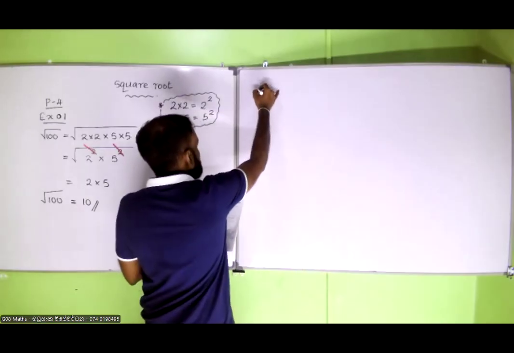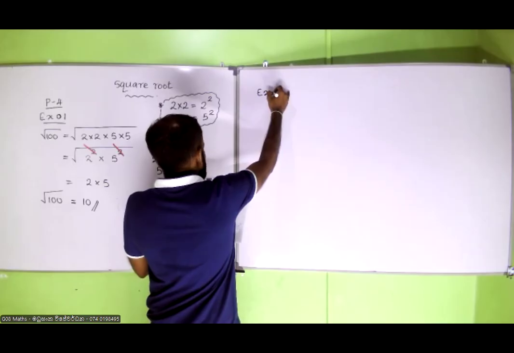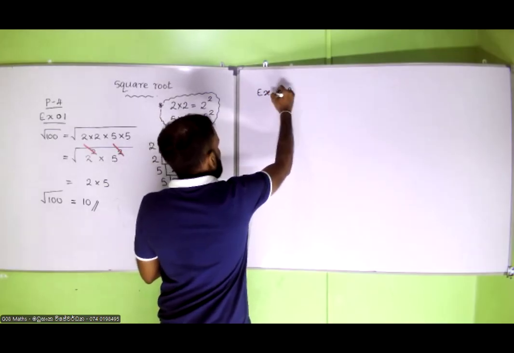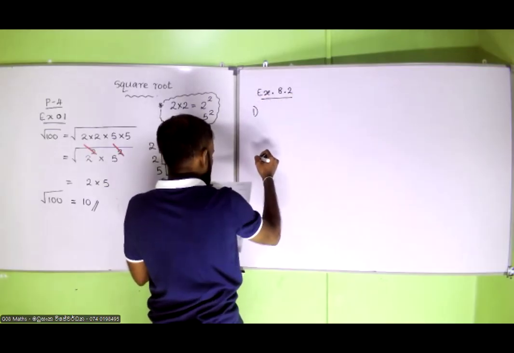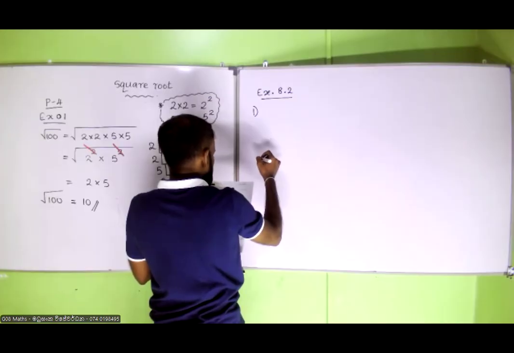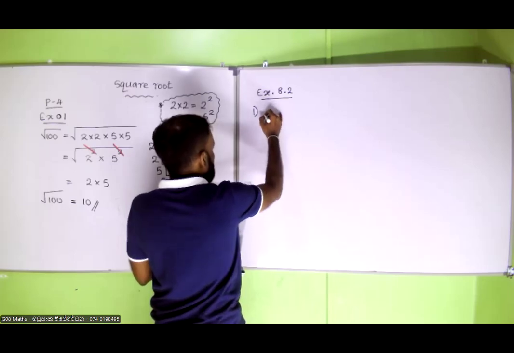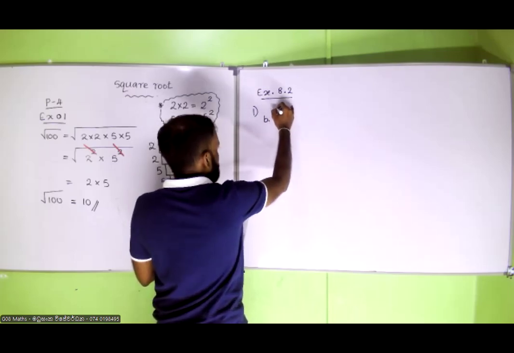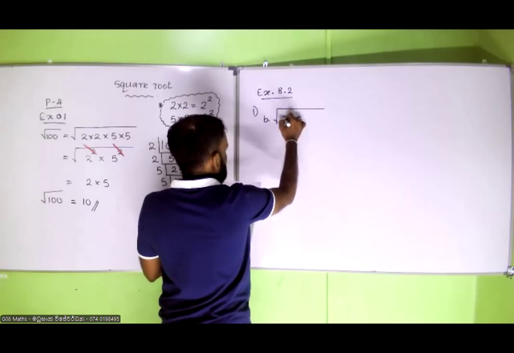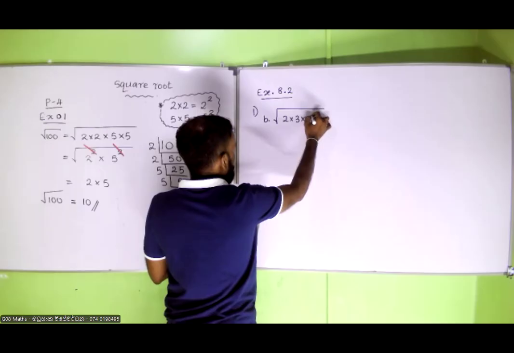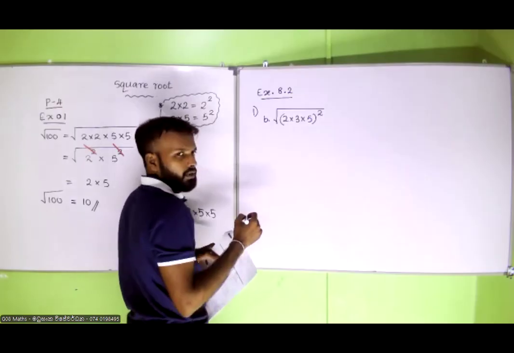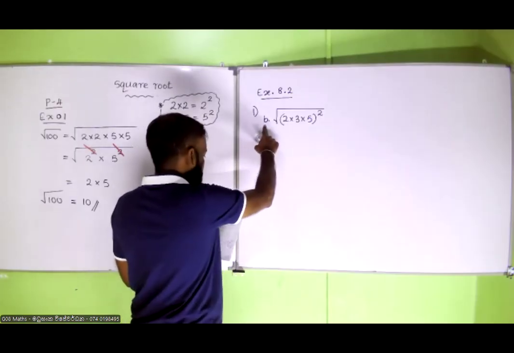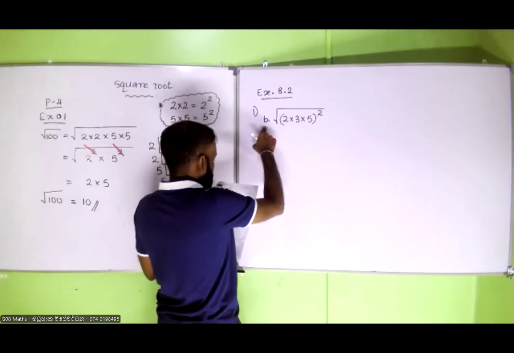Shall we do this one? Exercise 8.2, first question. Part B. Now you know how to do this one. Can you send the final answer? 2 multiplied by 3 multiplied. I am not going to help. Power 2, whole thing to the power 2. Can you send me the answer for part B and part D?